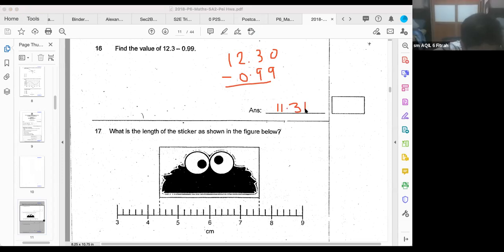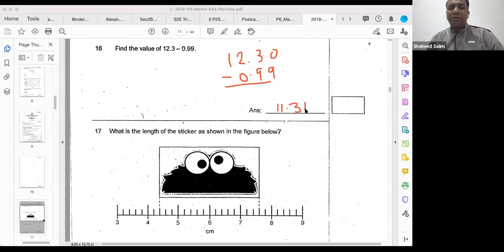What is the length of the sticker as shown in the figure below? Come, you find out what this is. Wow, very fast. Are you sure? Find out what this is, then minus. This is 7 point something, this is 4 point something, you minus, you cannot get 1 point something.